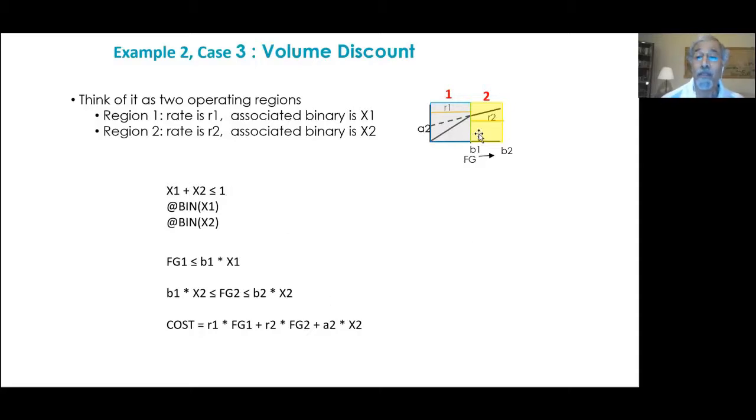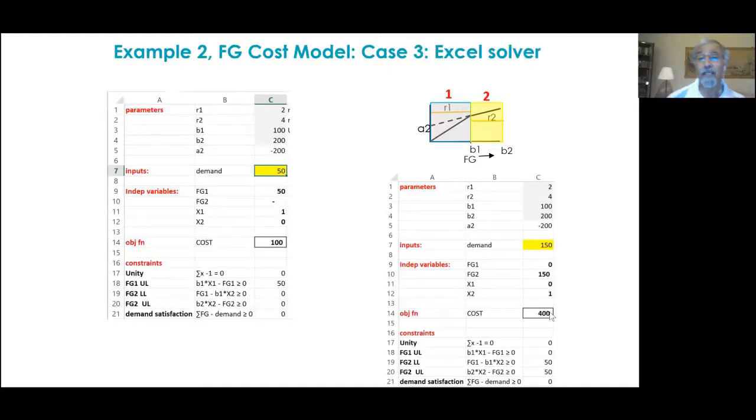Okay, so we can be in only one region. And we're going to put some additional constraint that the fuel gas 1 has to be less than B1, and fuel gas 2 only applies when you are greater than B1. So this set of equations models this particular behavior of the contract. Again, there's an Excel model, and you can see the details in there and you can play with it. But we're going to move on, limited time.